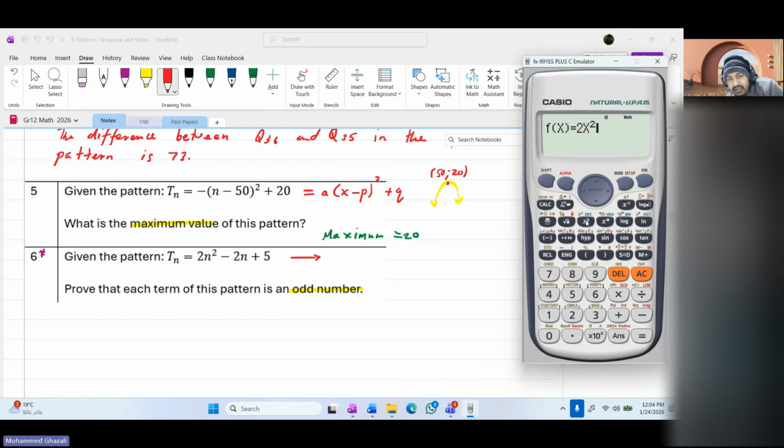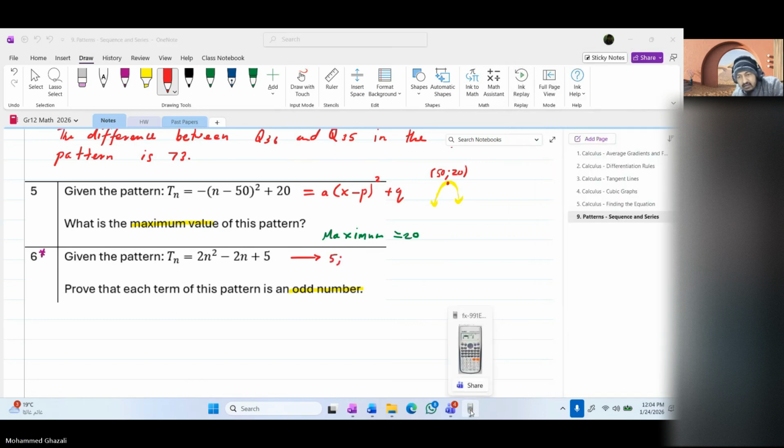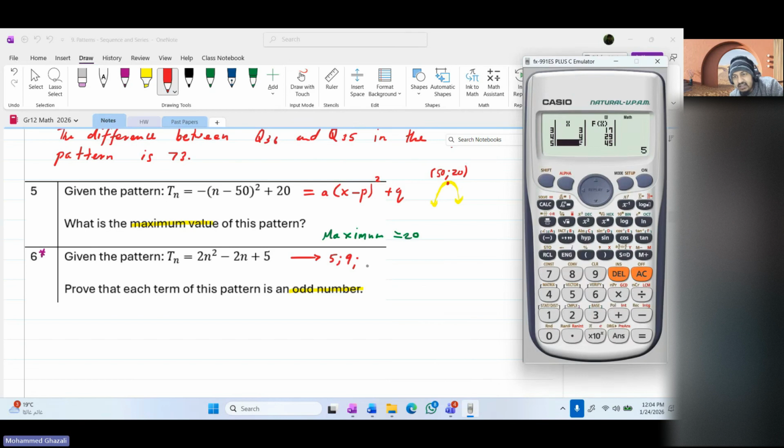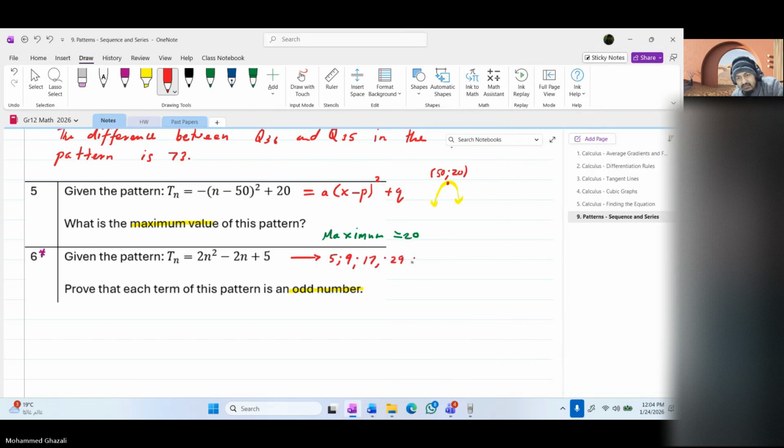2n squared minus 2n plus 5. You're generating some values, okay? Start with 1, and when you substitute 1, we get 5. When we substitute 2, we get 9. When we substitute 3, we're getting 17, 29, 45. Those are the values that I've got when I substituted 1, 2, 3, 4, 5. And we can clearly see each one of them is an odd number. So prove that each term of this pattern is an odd number.